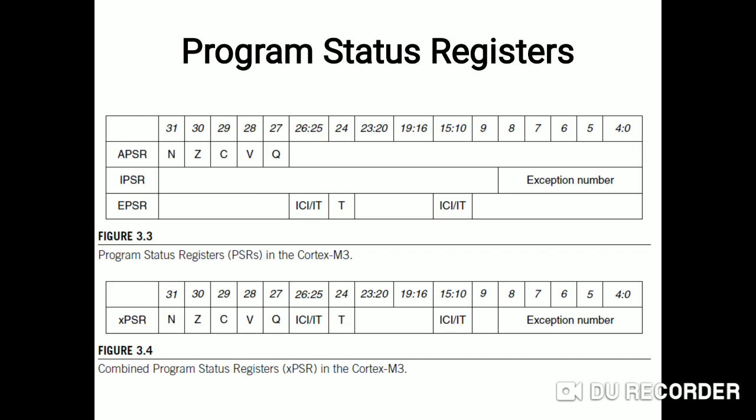Next is the control word format for this program status register. So various bit fields are involved in this register. The description is as follows. N stands for negative, Z stands for zero, C stands for carry or borrow, V stands for overflow, Q stands for sticky saturation flag, ICI/IT is interrupt continuable instruction bits, if then instruction status bits. Then T is thumb state, it is always 1. Trying to clear this bit will cause a fault exception. Next is the exception number. This indicates which exception the processor is handling.